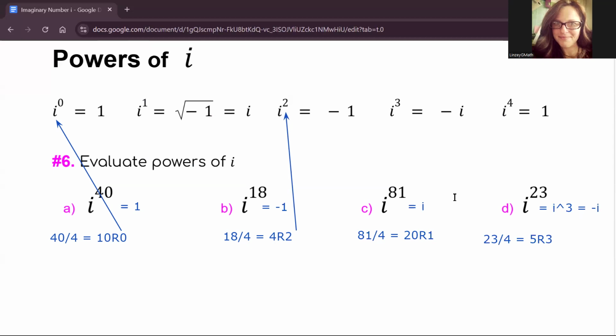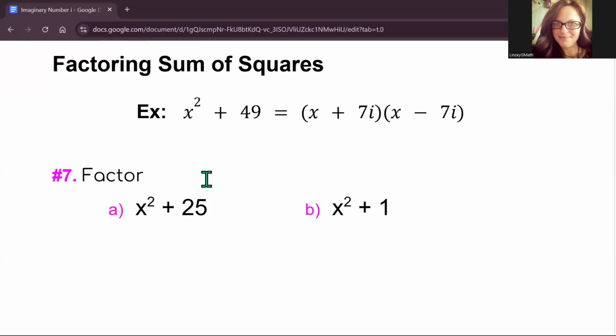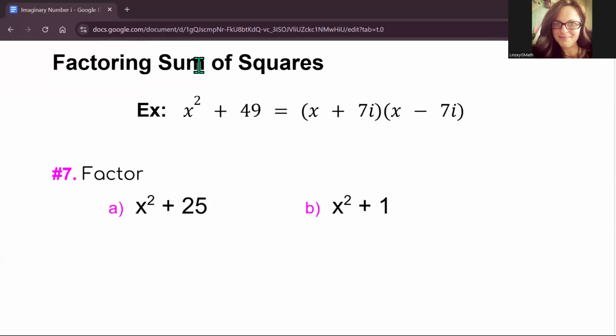Next, factoring a sum of squares. So factoring x squared plus 49, we have two perfect squares, and we are adding. We will get the factors x plus 7i, x minus 7i.